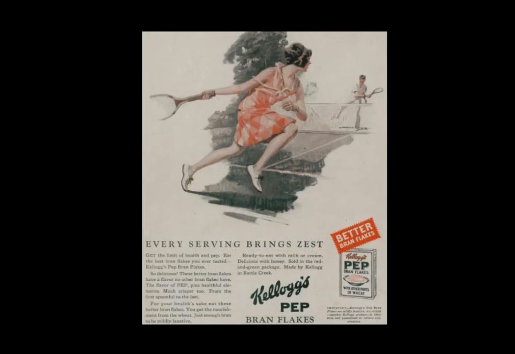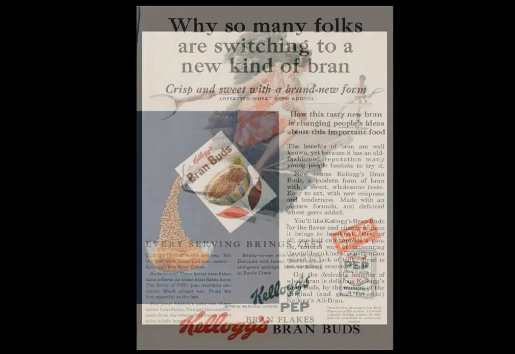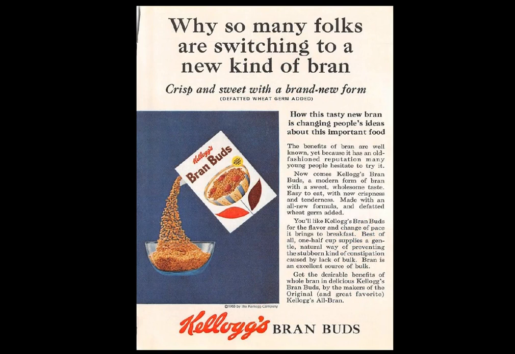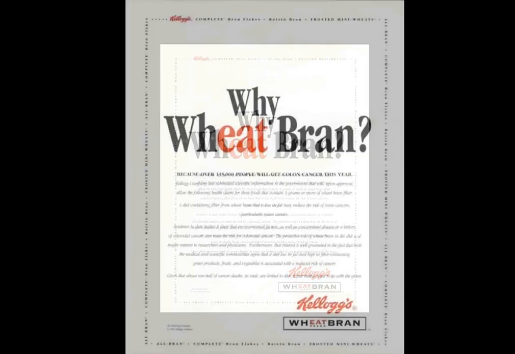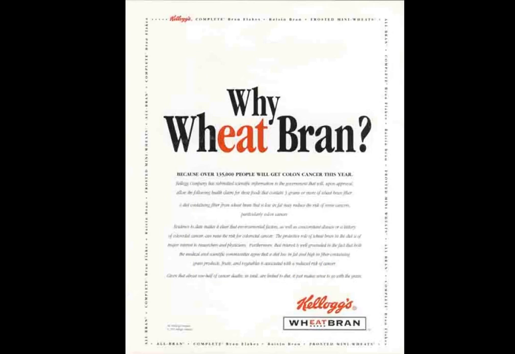Is that the best arrangement for an ad, or is this 1929 Pep ad better, with image first to attract attention, then the headline, and then the advertising copy, and finally the signature? In this 1963 Kellogg's ad, the headline is first, and then image and copy, and then signature. I don't have a date for this Kellogg's ad, but the headline font and the focus on colon cancer suggest maybe from the 1970s or 1980s.